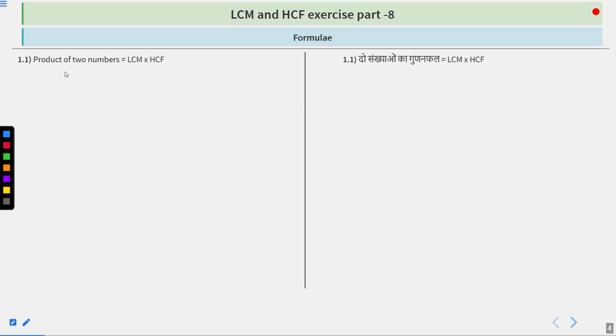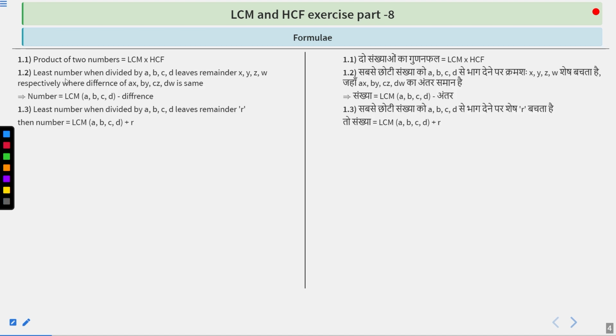Now these are the formulas. Product of two numbers is equal to LCM into HCF. The least number which, when divided by A, B, C and D, leaves remainders X, Y, Z and W respectively, where the differences A minus X, B minus Y, C minus Z and D minus W are the same, is equal to the LCM of A, B, C, D minus the difference.